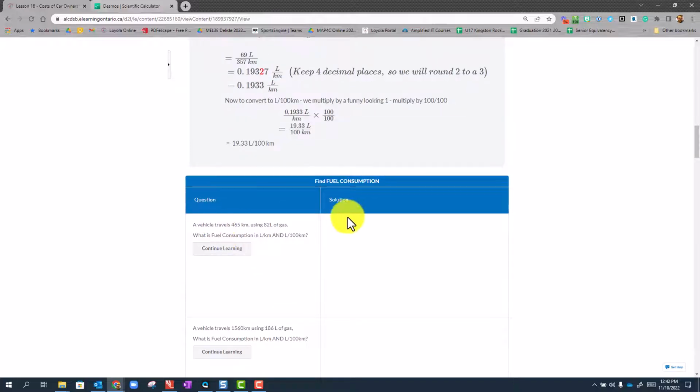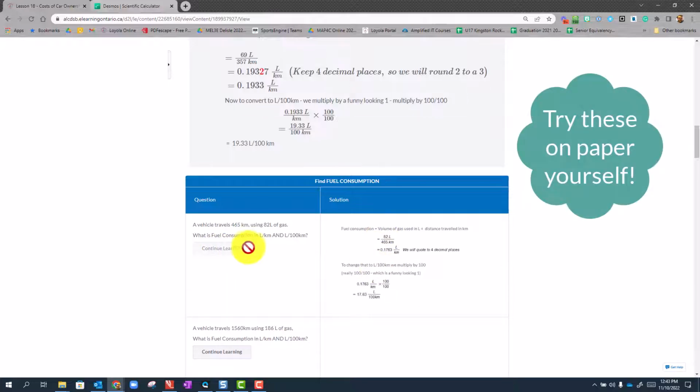So take your time to work through these. Try this first before you look at the solution, and note that I'm going to work through the solution for you. Okay?